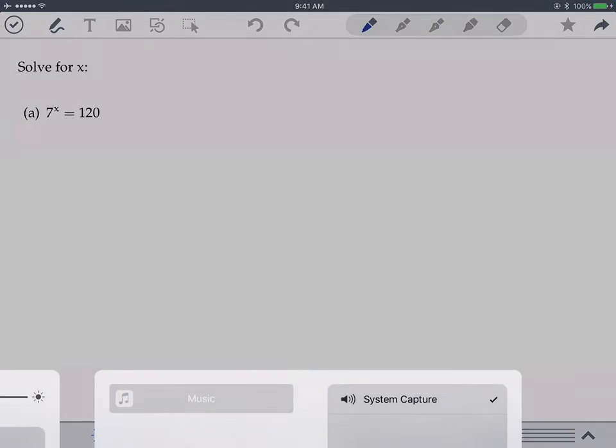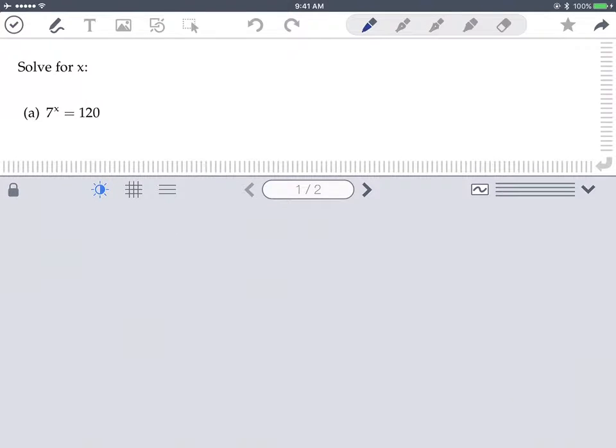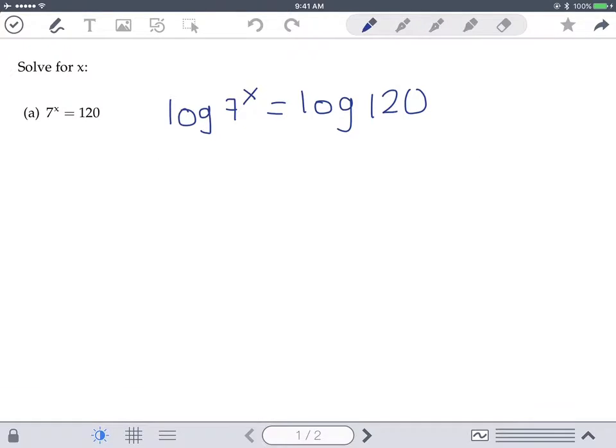So I'm going to write it like this. I'm going to write the log of 7 to the x equals the log of 120. Remember that what this means is that I'm taking the log base 10 on both sides. Log without a specific base means base 10.